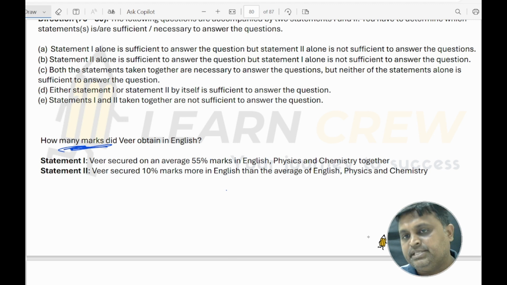It is not the percentage. How many marks you cannot find out. Number of marks obtained you cannot find out because both the statements don't have any number of marks. So no statement is useful. So what is the answer? Not sufficient. Option E.